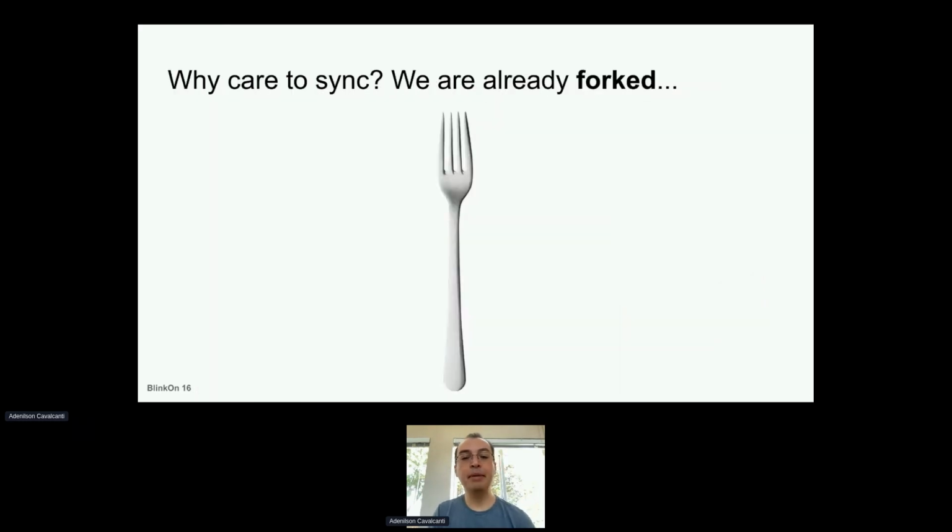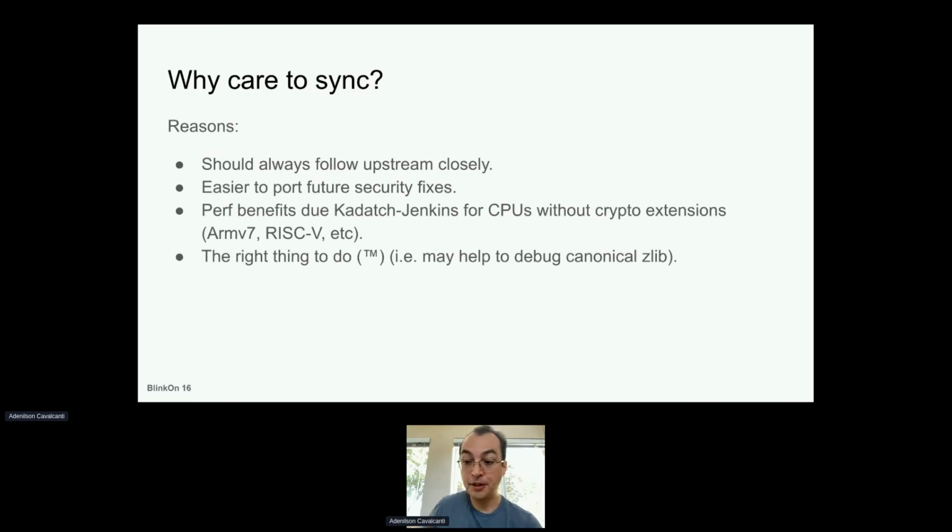But why should we care? I mean, we are already forked from Canonical zlib, right? Well, there are good reasons to do this sync. First, it's important to follow upstream closely. Second, it makes it easier to port future security fixes. Finally, 1.2.12 features a Cloudflare-Jenkins CRC32, which will help data decompression speed for CPUs without crypto extensions like ARMv7. And finally, it was the right thing to do, because that may help to uncover some bugs in Canonical zlib.